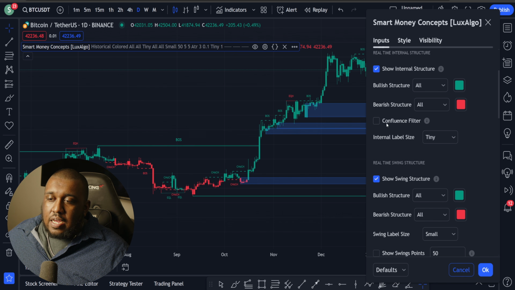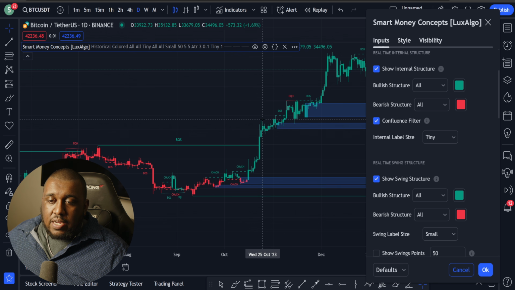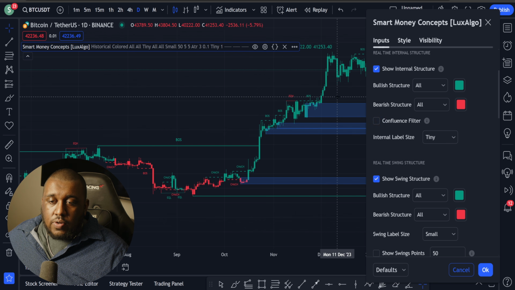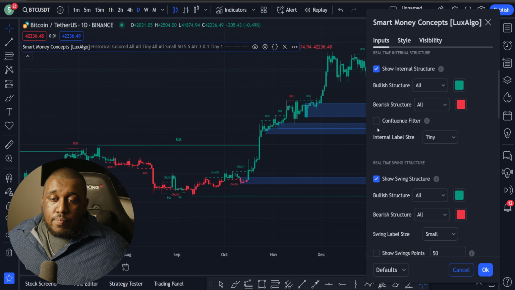Next up, we're going to have confluence filter. This one is pretty interesting. Filter non-significant internal structure breakouts. If you guys feel like you're having too many signals, you can always hit this and it'll take some of them off. So right here, there was a break of structure. It took it off. See right there? You don't really need to see that over and over and over again. If you like to see everything, you can leave this unchecked. For me, I tend to leave it unchecked. I don't mind having all the signals. It's just another reminder that we broke another high.